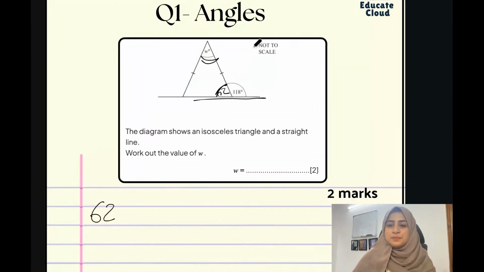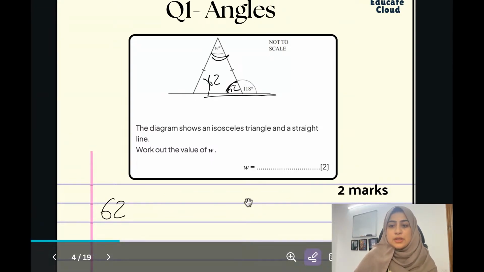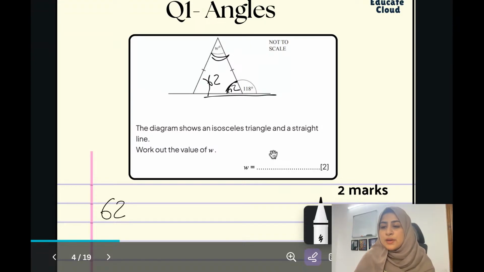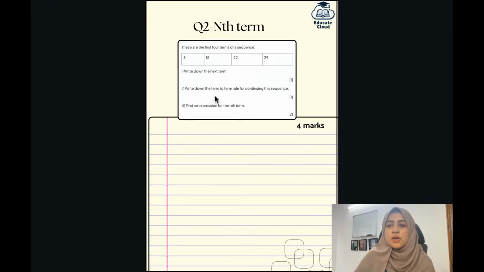And then we know that this is an isosceles triangle, which means that this must also be 62. So we're doing 180 minus 62 minus 62, and so W is going to be 56. That's because angles on a straight line add to 180, and also in an isosceles triangle, angles add up to 180, and two of the angles will be exactly the same. So that's how you would go about that question.